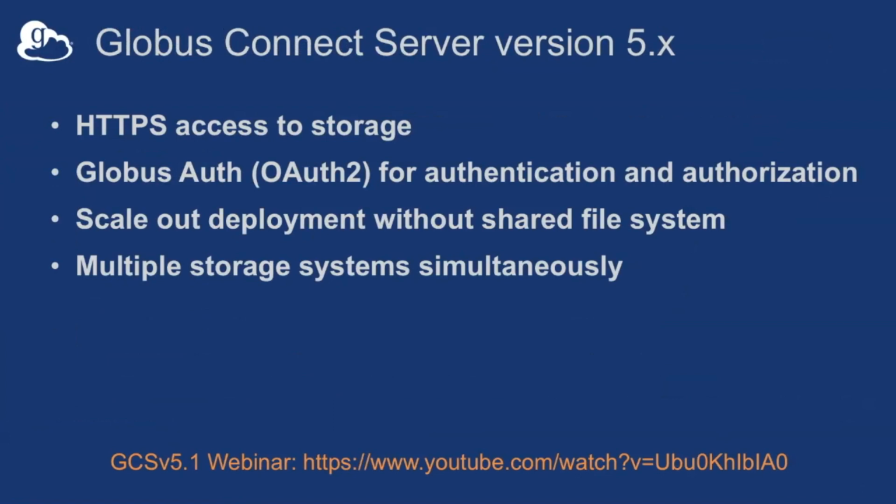So you can have one set of good managed high performance data transfer nodes, put Globus Connect across it in a scale out deployment, put all the storage systems you have behind it, and you're off and running. Single port for data access.